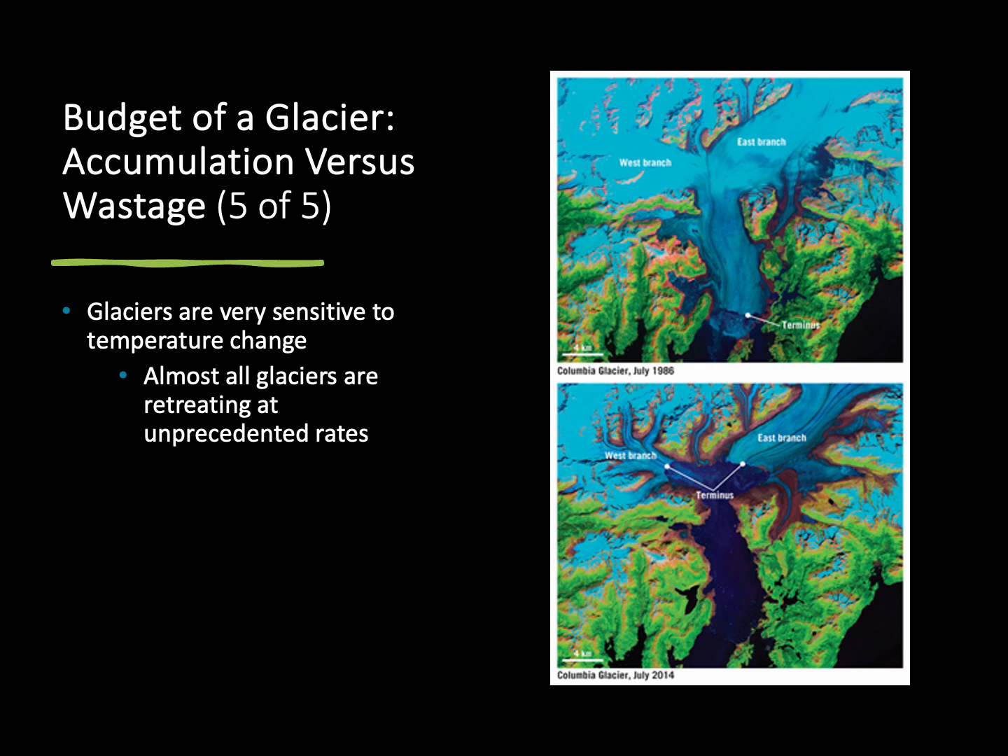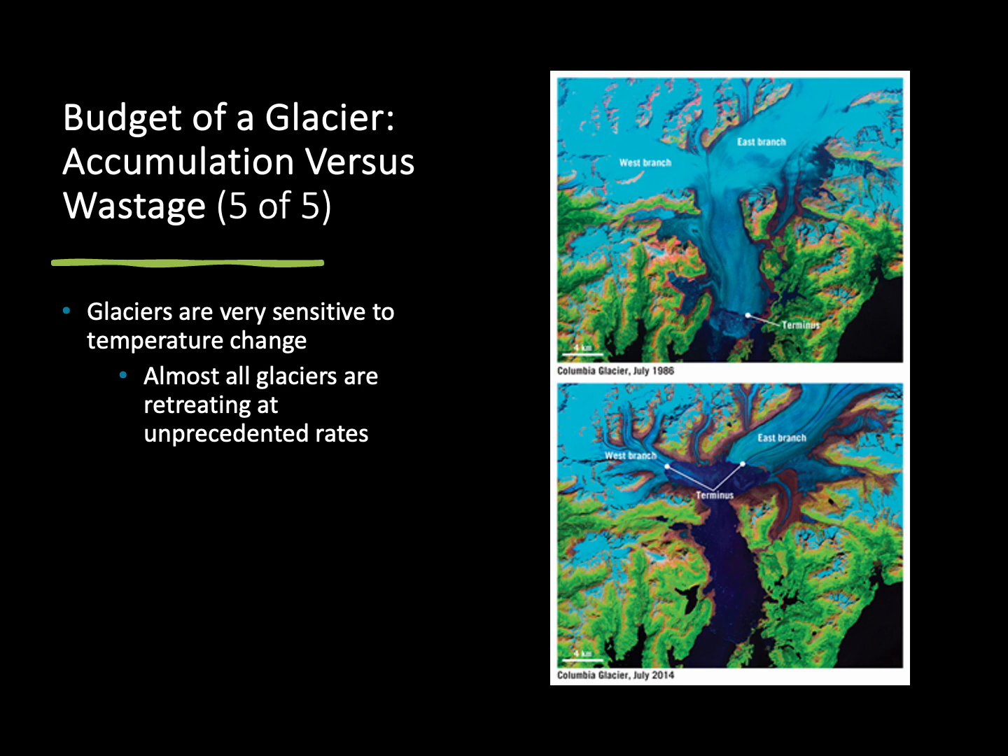I spoke a few slides ago about how for the last 2.5 million years, Earth has switched between really cold and really warm periods. But the issue today is not the fact that we're in a warm period. The issue is how fast we are warming up every year. And glaciers are extremely sensitive to temperature change.